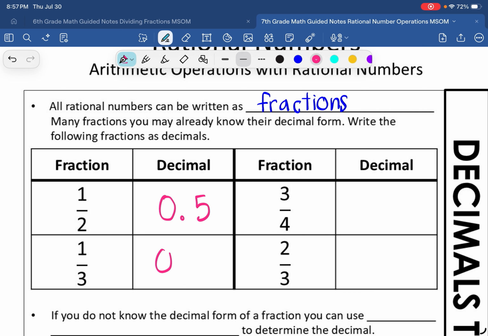1/3 is 0.33 repeated, and that line over the 3 means that the 3 continues forever. 3/4 is 0.75 or 75 hundredths. 2/3 is 0.666 repeated forever, so we write that with 0.6 with the line over it.